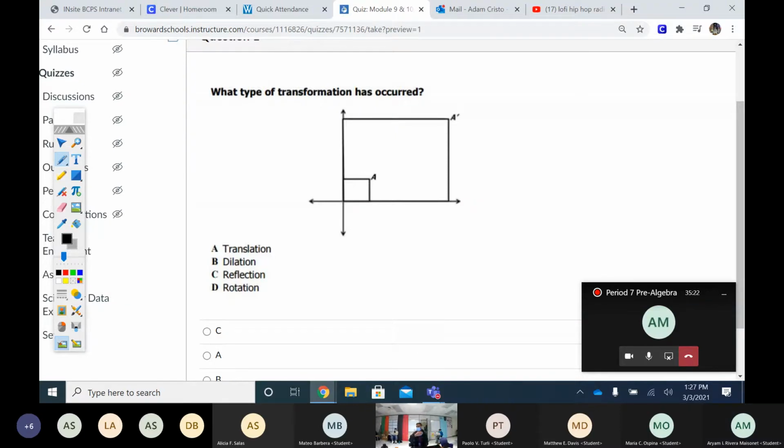Okay, so did this A to A prime slide? That's all I need to know. It's either a yes or no answer. Did it slide? No. Something else happened to it. It definitely did not slide.